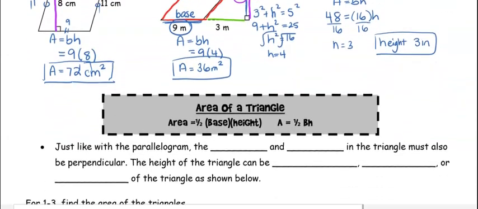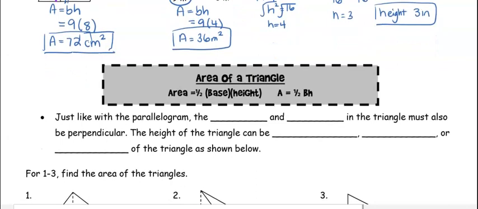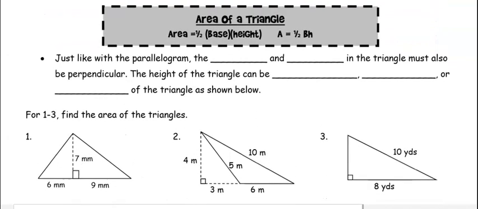All right, our last shape for today, and that is the area of a triangle. That is 1/2 base times height. Just like with the parallelogram, the base and the height in the triangle must be perpendicular. Base and height are the two numbers that run perpendicular to each other, forming that right angle. The height of the triangle can be in 3 different places. It could be inside of the triangle. We can see that right there in example 1. That's the height inside of the triangle.